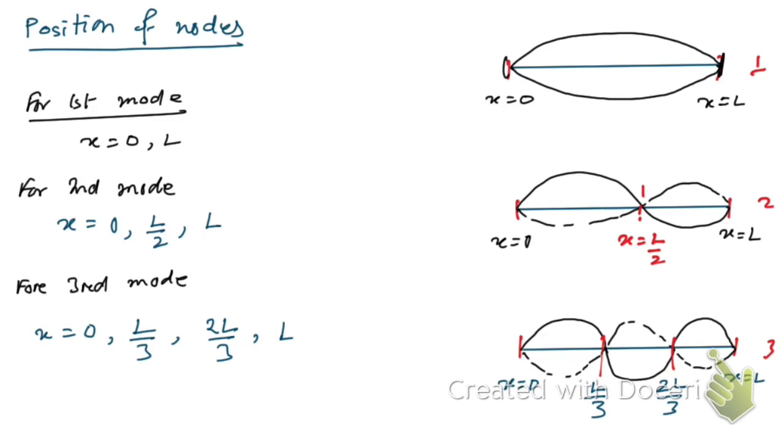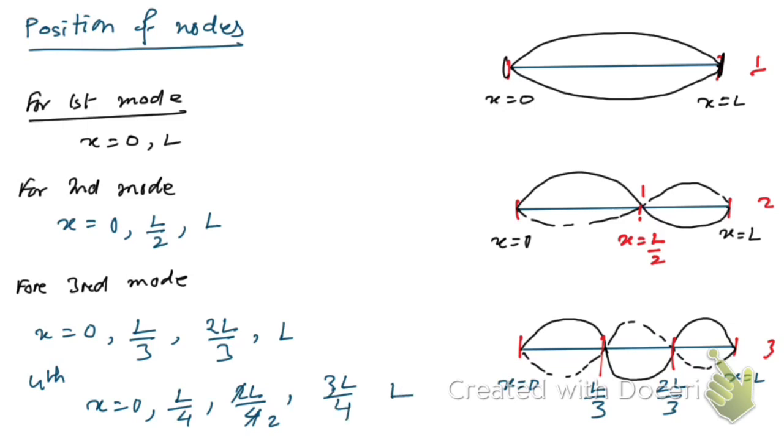Similarly, if you find the fourth mode, then x will be equal to 0, then L by 4, then you're going to get 2L by 4, 2L by 4 means L by 2, then you're going to get 3L by 4, then you're going to get 4L by 4 means L, right? And so on.